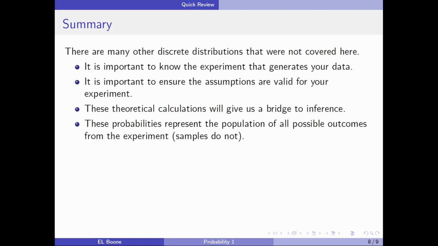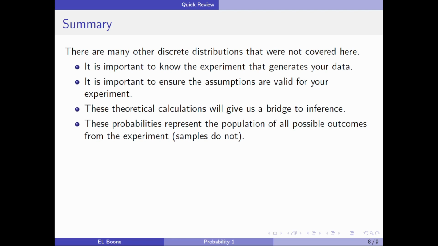Now, these are theoretical calculations, okay? This basically is what we would expect would happen in the population because we've considered every possible outcome. And it gives us a bridge to inference because we'll be able to take our theoretical calculations and compare them to what we actually observed in the real world. And this is the beginning of building this bridge that we're going to be spending a little bit of time doing after we talk about continuous distributions.